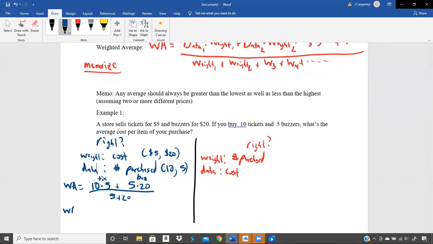All right, so weighted average. 10 times 5 is 50. Plus 5 times 20 is 100, and then over 5 plus 20 is 25, but I'll wait till the next step to actually show that. 50 plus 100 is 150, 5 plus 20 is 25. And then we're going to do 25 into 150, which is 6 times.